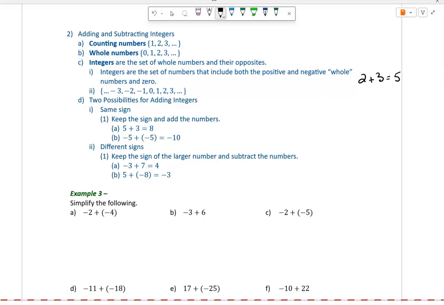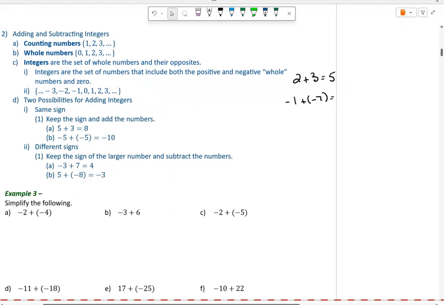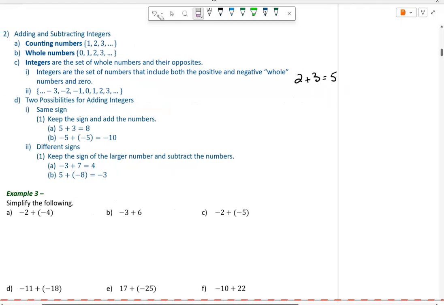But likewise, if we have -1, I'm going to say plus -7. Okay? And there's two ways we could write that. Plus and negative and minus are the same thing. This could be written as, let me change colors on that just because. So -1 plus -7, I can write that as -1 minus 7. It's the same thing. Plus and negative and minus are the same thing.